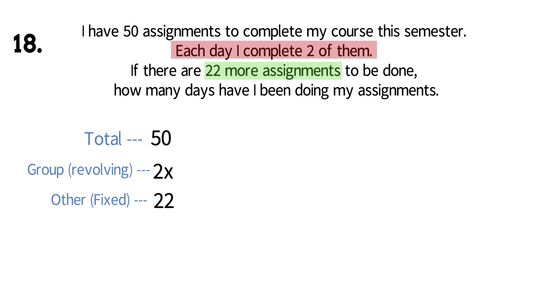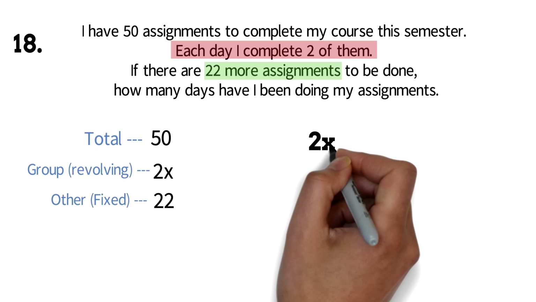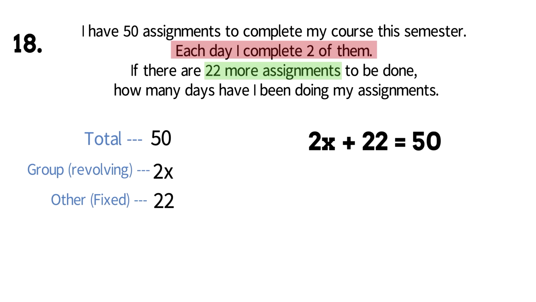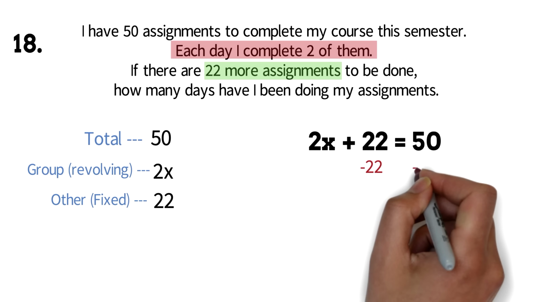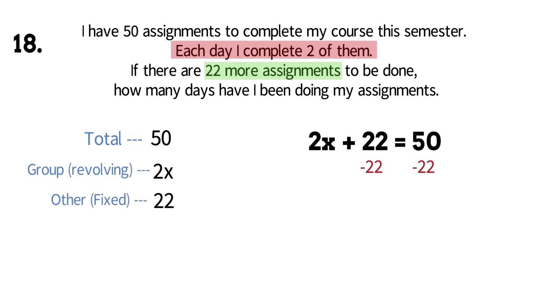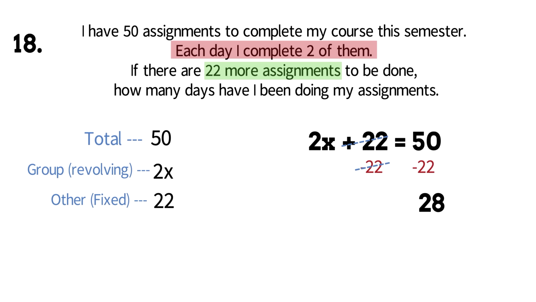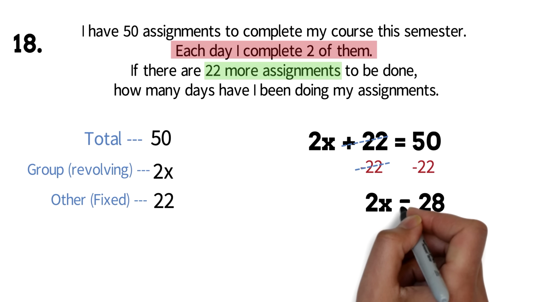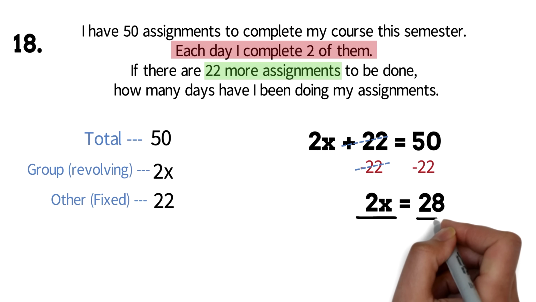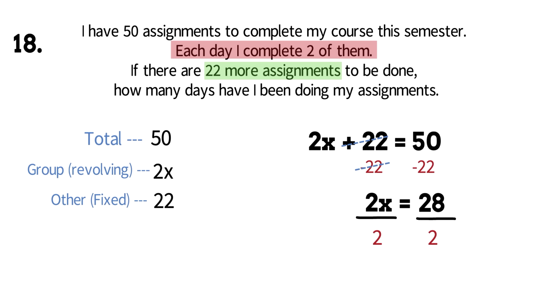We can write our two-step equation. We have 2x plus 22 equals 50. We subtract 22 from both sides. The 22 will cancel out. 50 minus 22 is 28. We have 2x equals 28. Next, we will divide both sides by 2. The 2 will cancel out. 28 divided by 2 is 14. This means that I have been doing my assignment for 14 days.